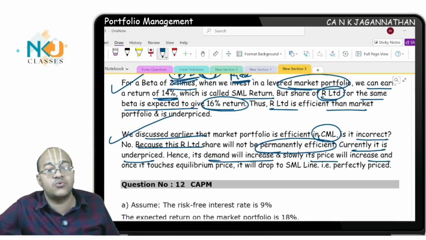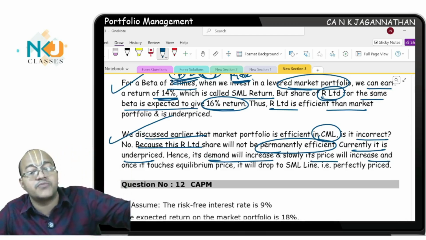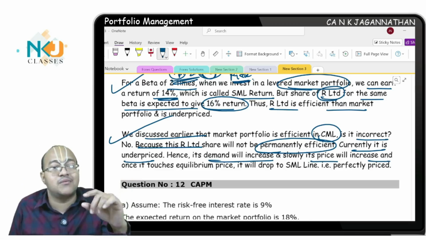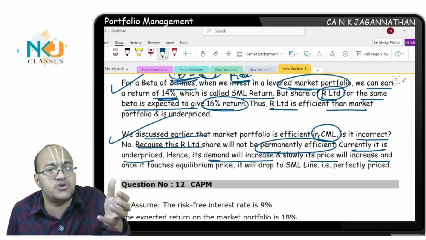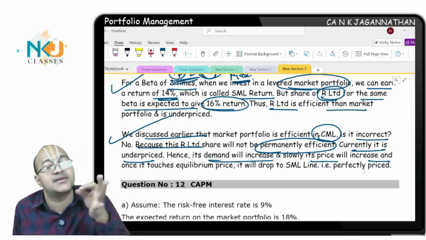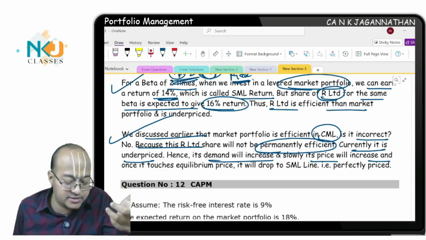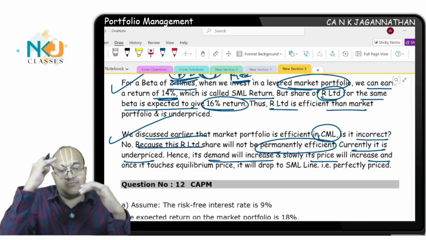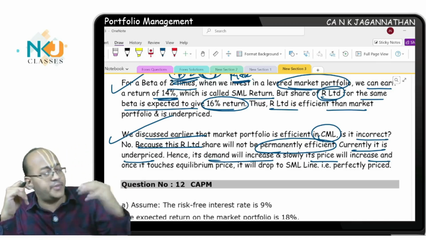This concept is nothing new. In Intermediate FM, you would have studied a concept called Modigliani-Miller. You remember there is a concept called Modigliani-Miller, in that arbitrage will be happening. Primary arbitrage, secondary arbitrage, or capital structure theories. There they try to tell that the market will auto-correct.